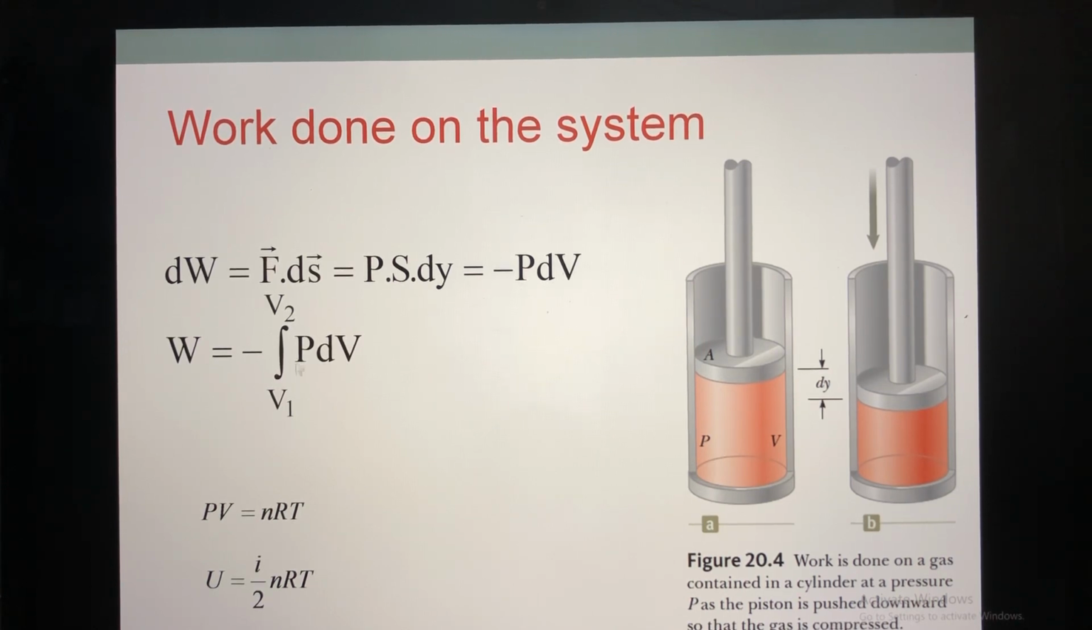So how do you get this formula? You get it from the formula based on force and distance, okay? So the definition: we denote the work done on the system equal to minus, remember the minus here, the integral from V1 to V2 of P dV. How to get this? We base it on the force and the distance, okay?